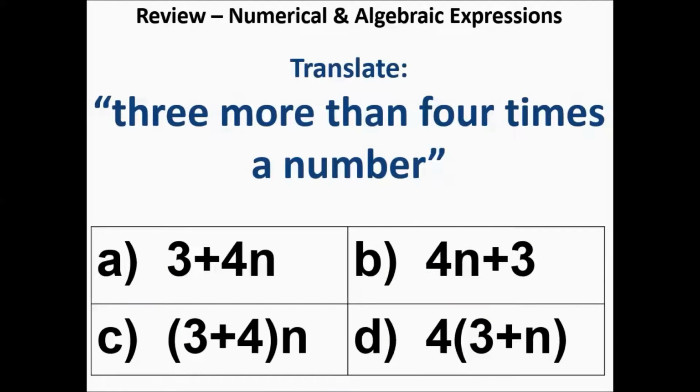Three more than 4 times a number. So this one has no parentheses because it doesn't say times the difference of or times the sum of. 3 more than, that's a switcheroo phrase, so that means it's something plus 3. It's going to make it have to be choice B.